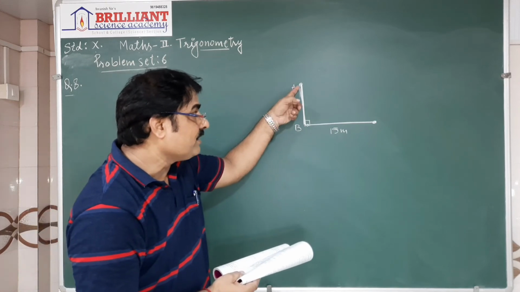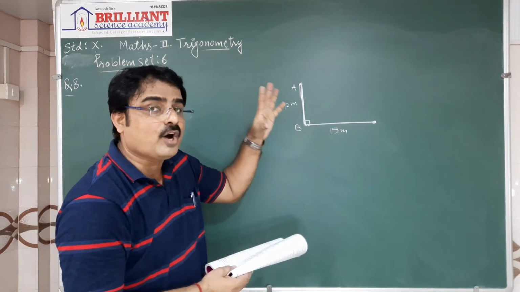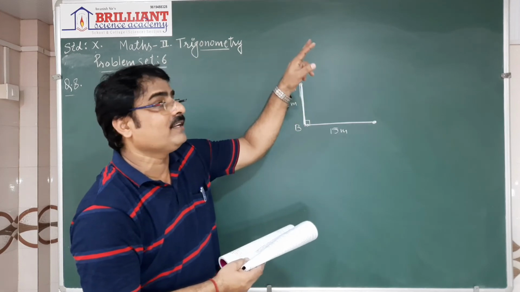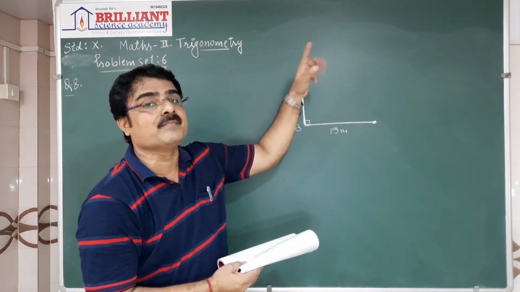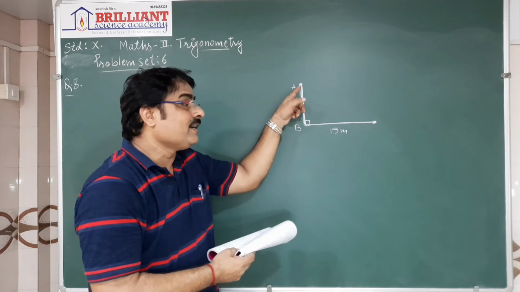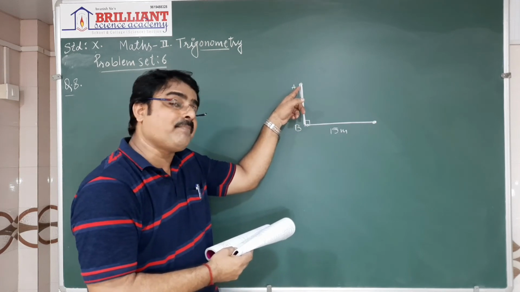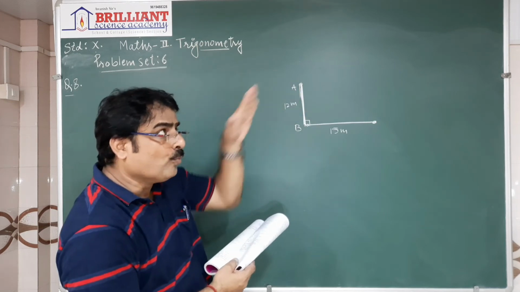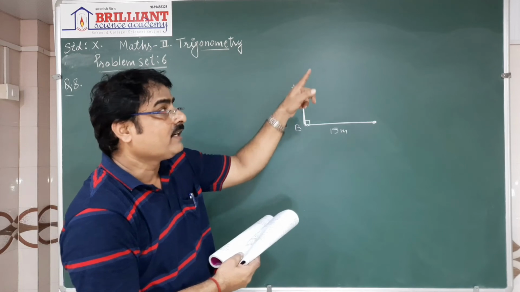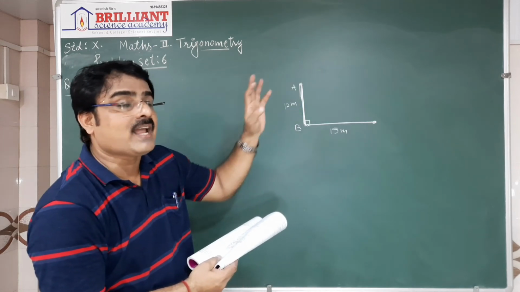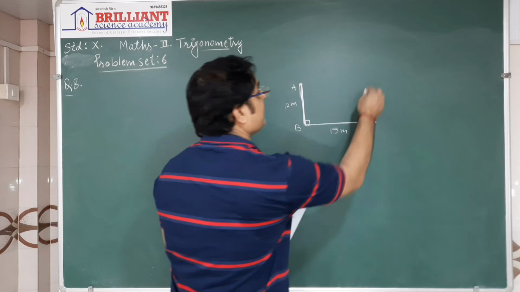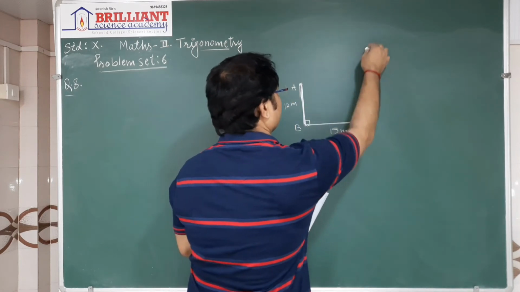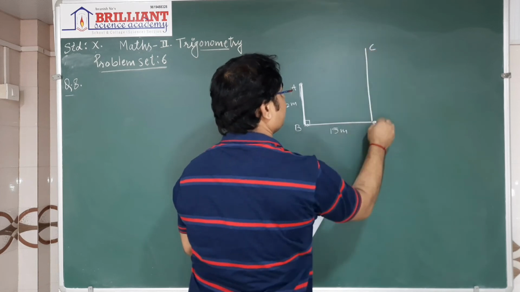From the top of the first building whose height is 12 meter, the angle of elevation of the top of the second building. मतलब ऑब्जर्वर कहाँ है? टॉप ऑफ द फर्स्ट बिल्डिंग. ये क्या बना रहा है? एंगल ऑफ एलिवेशन. एंगल ऑफ एलिवेशन मतलब वो ऊपर देख रहा है. किसको देख रहा है? टॉप ऑफ द सेकेंड बिल्डिंग. Then angle of elevation is 30 degree. It means students, the second building is higher than the first building. Let the second building be CD.